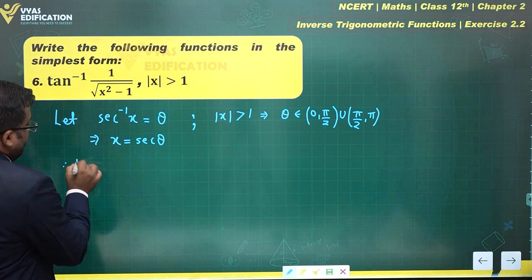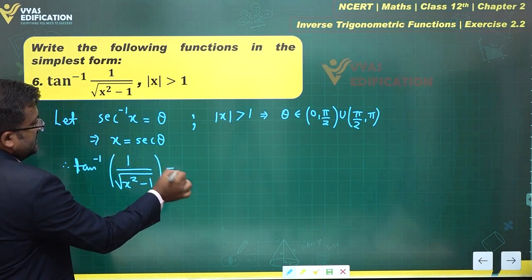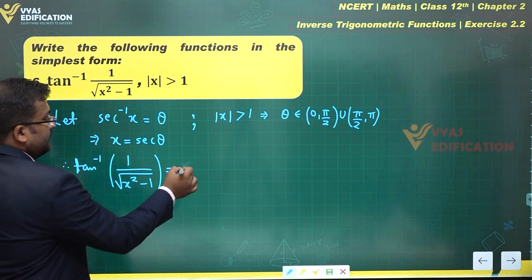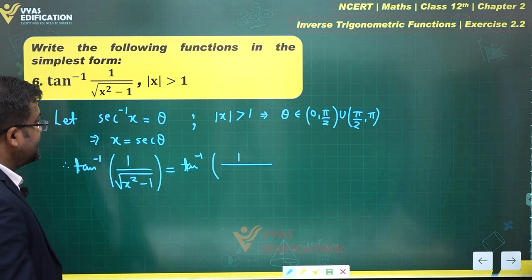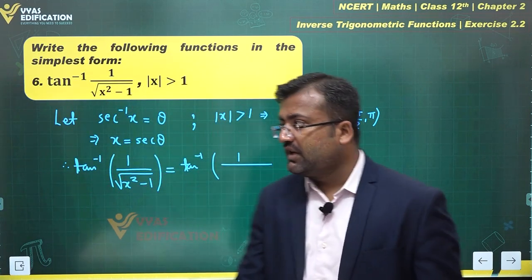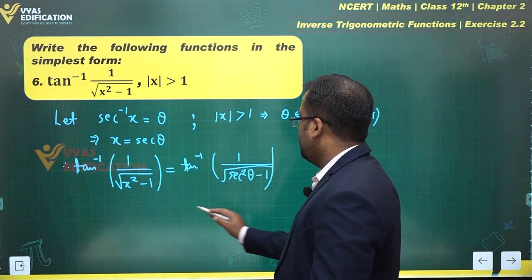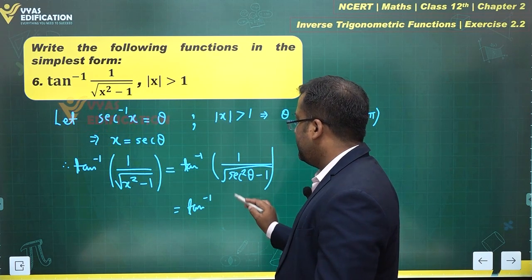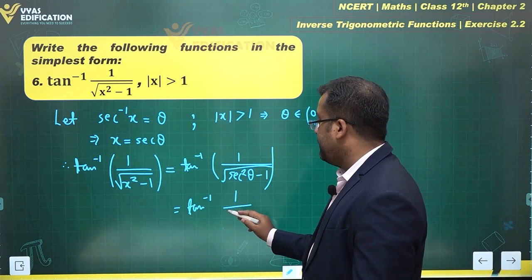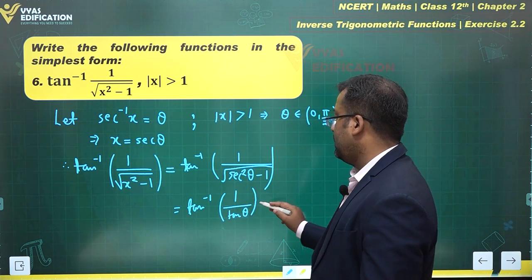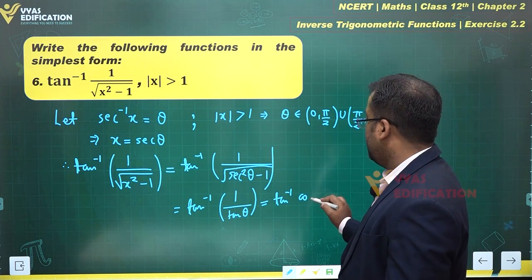Therefore, let's take a look at tan inverse of 1 over under root of x square minus 1. What is this equal to? Let's substitute the value of x. X is sec theta. This becomes tan inverse of 1 over under root of sec square theta minus 1. Sec square theta minus 1 is tan square theta, and under root of tan square theta will be tan theta. So this becomes tan inverse of 1 upon tan theta, or tan inverse of cot theta.